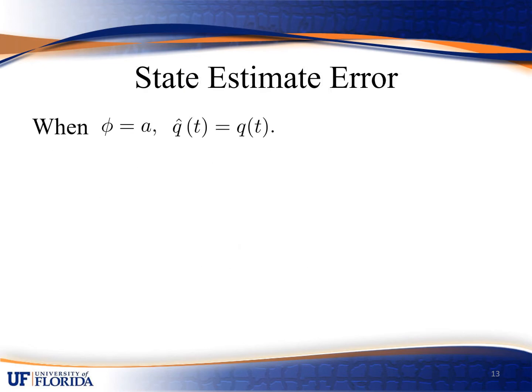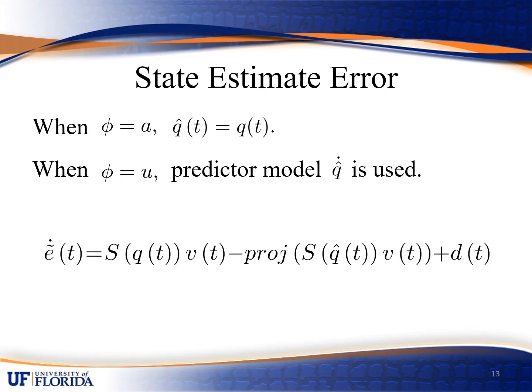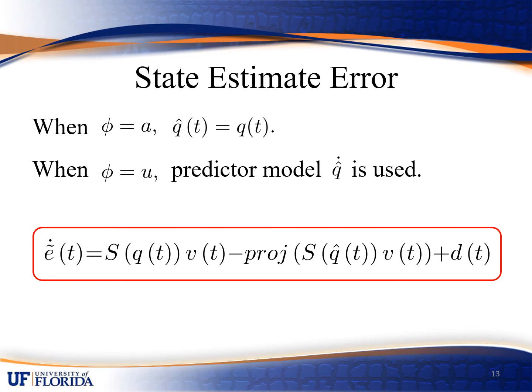When phi is equal to A, a reset map is used to update Q hat T to be QT. However, when phi is equal to U, the state is estimated using the predictor in Q hat dot, and the closed-loop error system must be used for analysis to develop the subsequent dwell time condition. To develop the maximum dwell time condition, the time derivative of the state estimation error must be used, and it can be written as the expression shown.